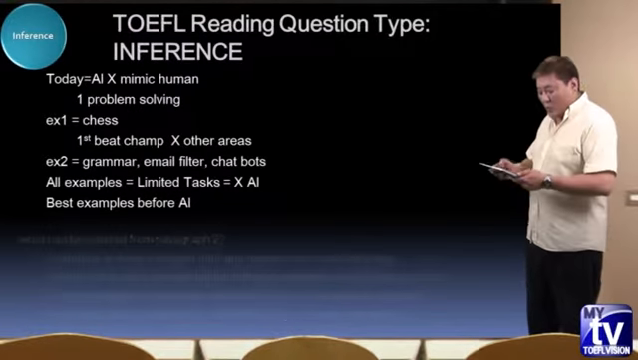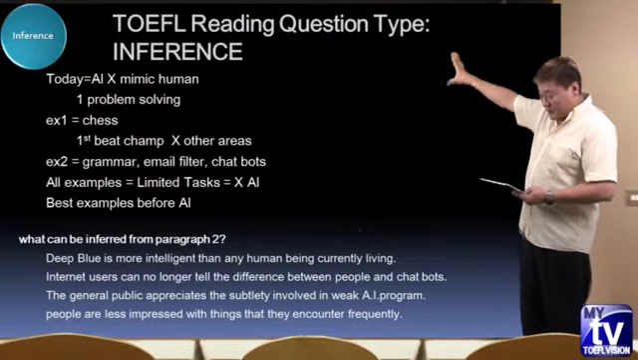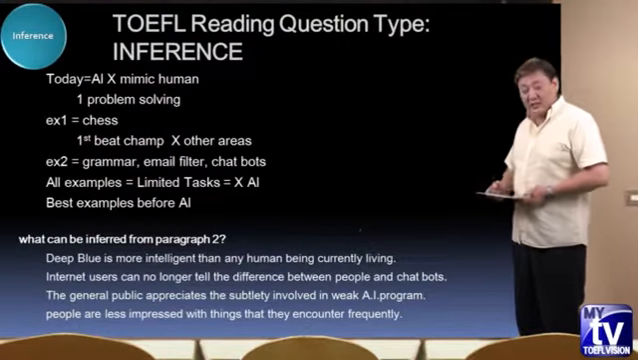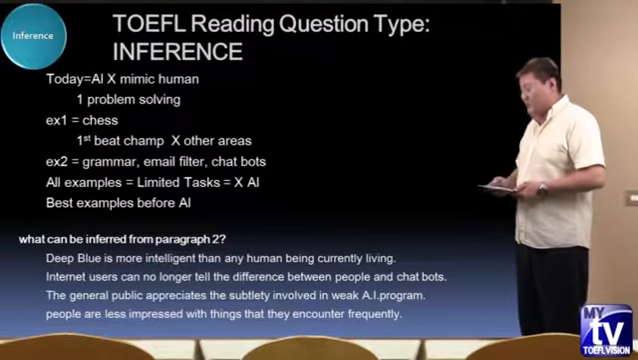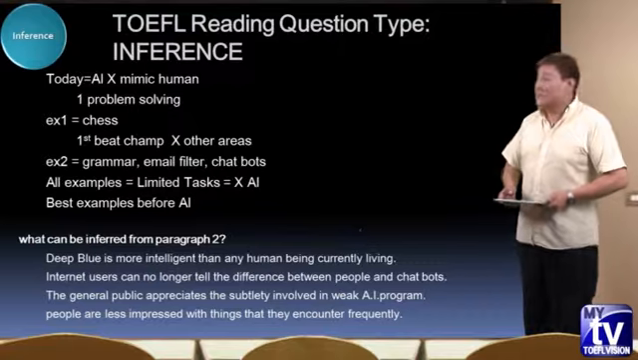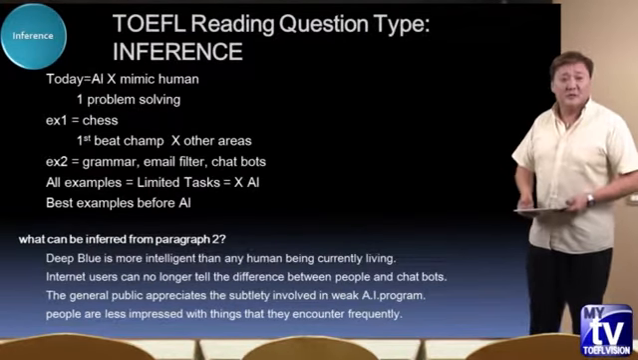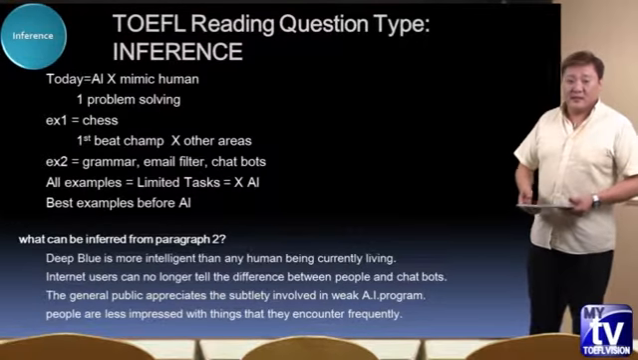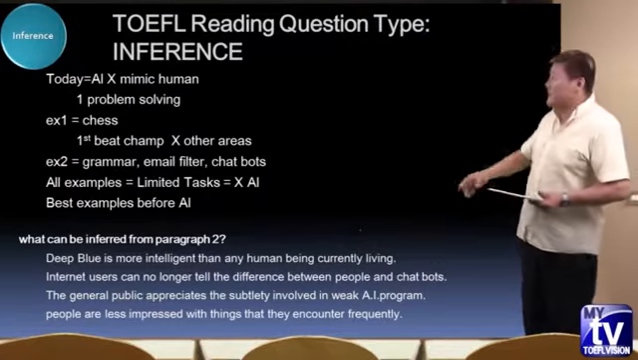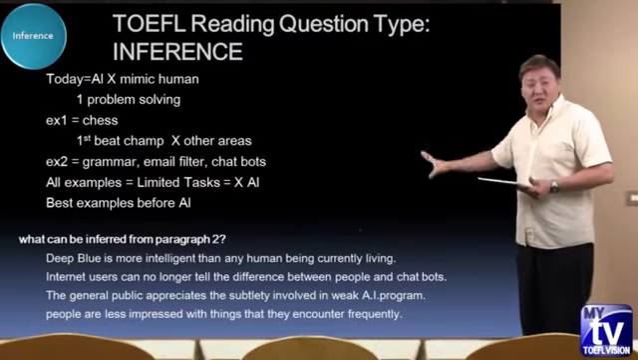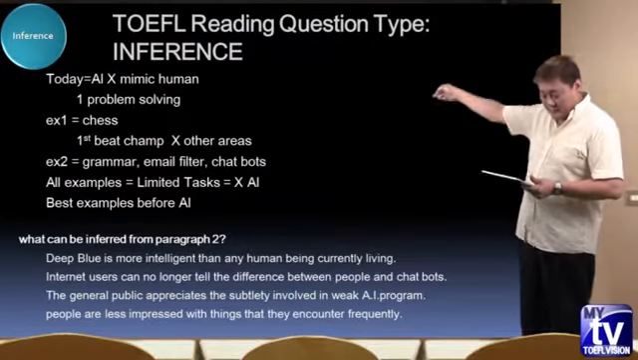Now the question is, what can be inferred from paragraph 2? What can we tell looking at this whole thing? Let's look at the first one. Deep Blue is more intelligent than any human being currently living. Did the whole paragraph talk about Deep Blue? Sorry, it didn't. It only mentioned that it beat the championship in chess. So we can't really say that's the conclusion of the entire paragraph. So that's not it.